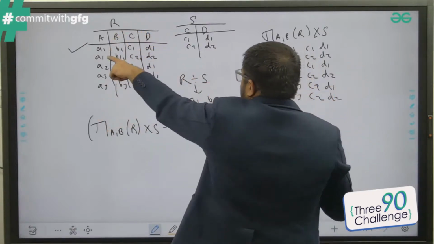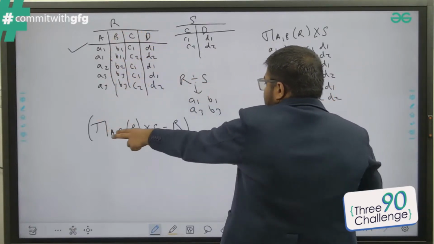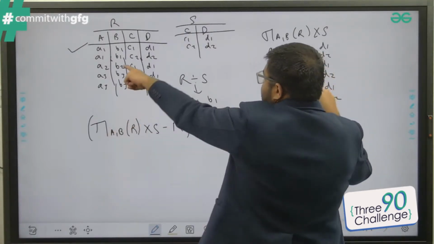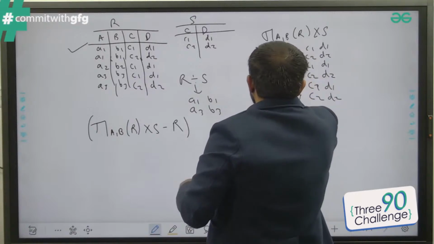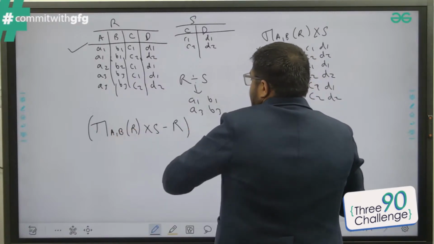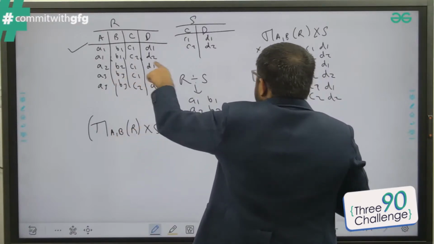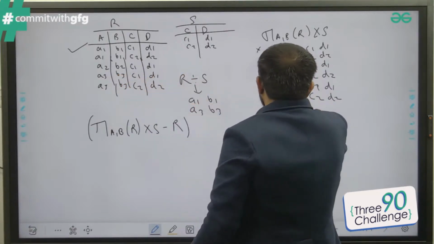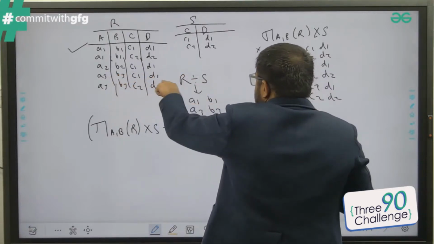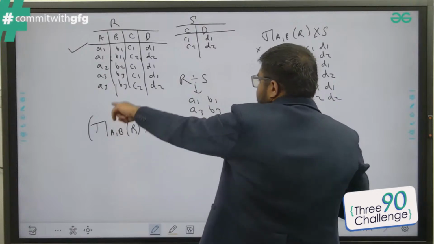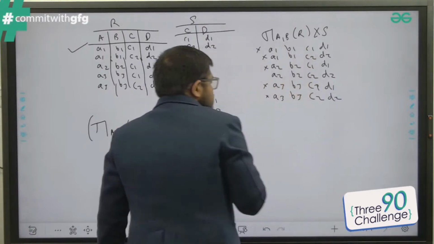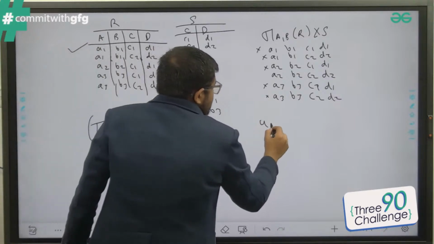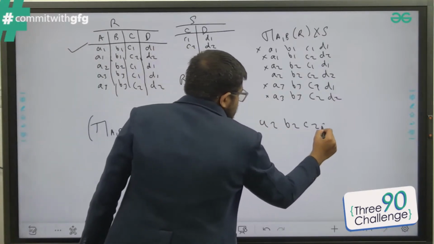Okay, so what is the meaning of subtraction? The values which are present here but not present here. Now, A1, B1, C1, D1, it is present here. So this will not be there in my whole expression. A1, B1, C2, D2, this will also not be present. The same goes for A2, B2, C1, D1, A3, B3, C1, D1, and A3, B3, C2, D2. So in this, what I will get? I will get A2, B2, C2, D2.